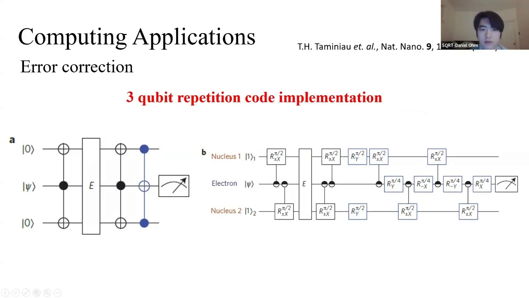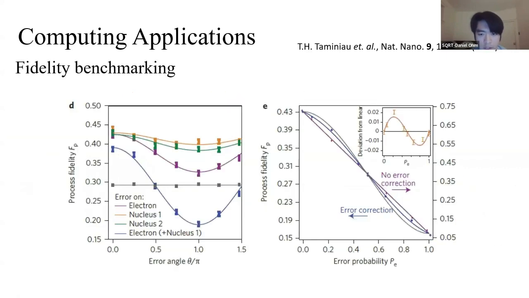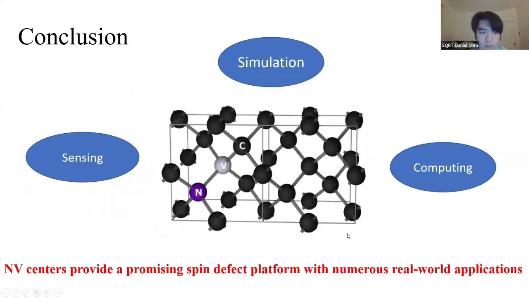Yeah, and they also implement error correction here. Like this is a 3-qubit repetition code. And I'm going to skip this part because we've run out of time. But as you can see, there is in fact an effect of error correction versus no error correction. So basically the conclusion here is that NV centers are cool.